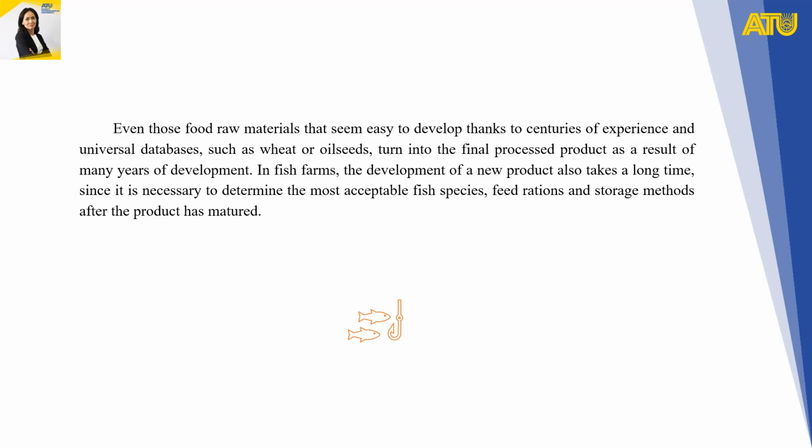Even those food raw materials that seem easy to develop thanks to centuries of experience and a universal database, such as wheat or oilseed, turn into the final processed product as a result of many years of development. In fish farms, the development of a new product also takes a long time since it is necessary to determine the most acceptable fish species, feed formulations, and storage methods after the product has matured.